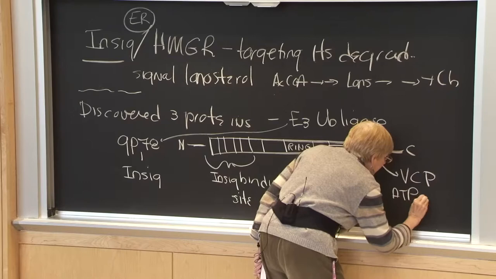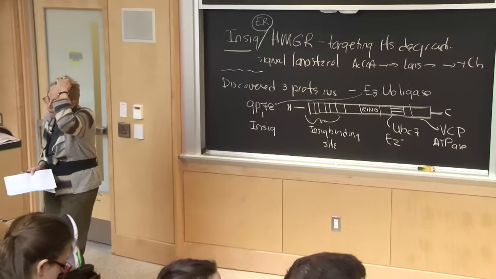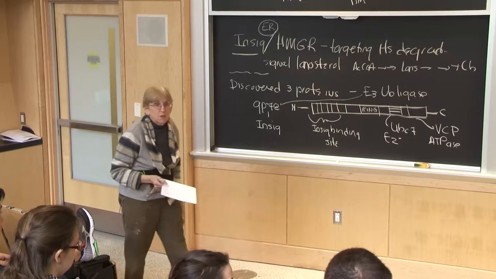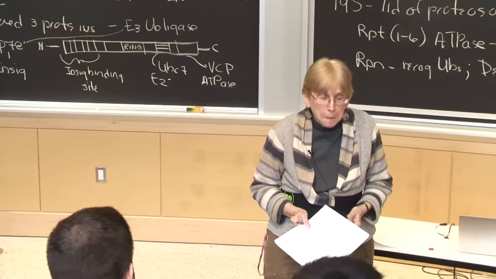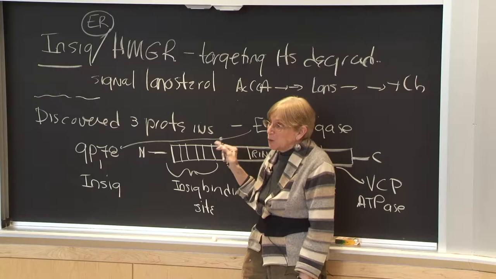If you want to target something for degradation, where is the proteasome located that we've been talking about? Where is it located in the cell? Actually, there are multiple proteasomes, but the ones we've been focused on, where is it located? Cytosol? Yeah, cytosol. So this is a membrane protein. So how do you get this membrane protein into the proteasome?